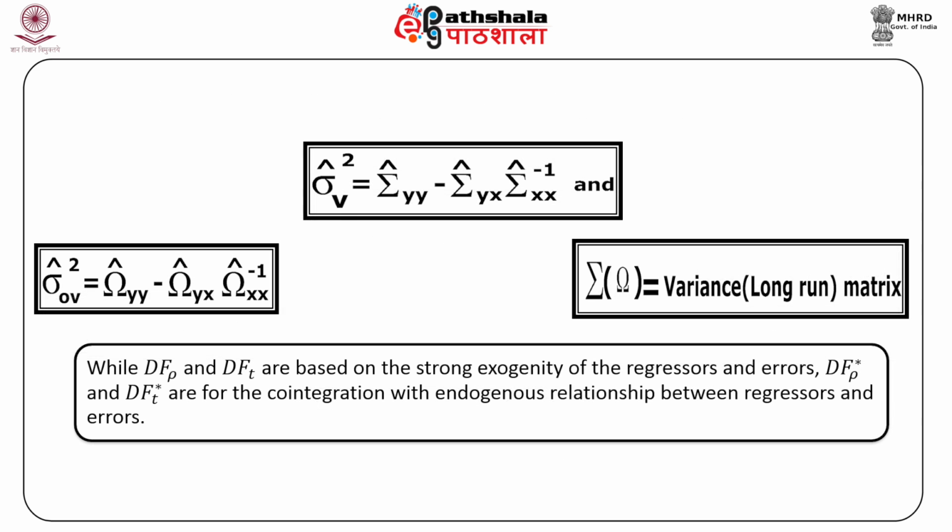where σ̂_v² = Σ̂_yy − Σ̂_yx Σ̂_xx^{-1}, and σ̂_0v² = Ω̂_yy − Ω̂_yx Ω̂_xx^{-1}, with Ω the long-run variance matrix. While DF_ρ and DF_t are based on the strong exogeneity of the regressors and errors, DF_ρ* and DF_t* are for cointegration with an endogenous relationship between regressors and errors. For the ADF test, we can run the following regression.